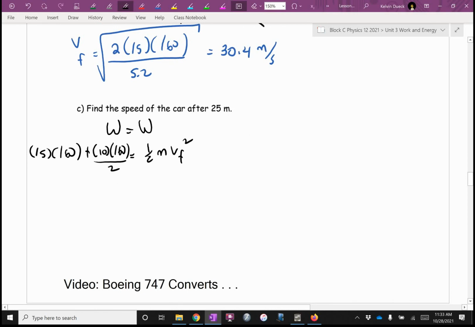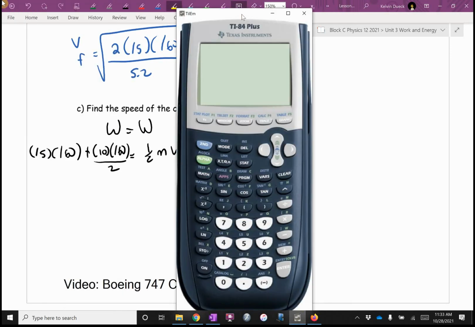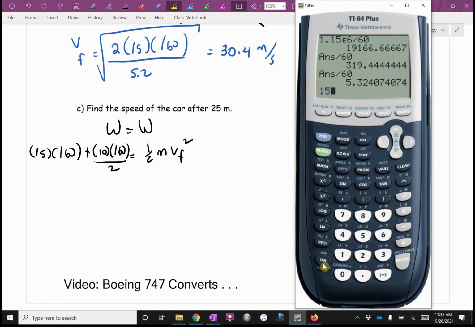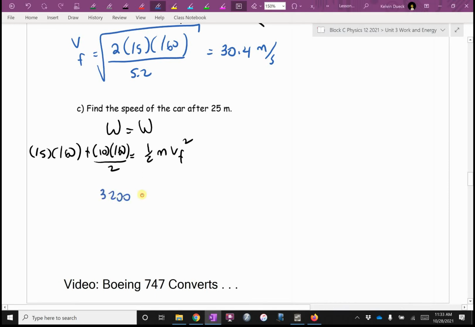This is about my limit of getting the v by itself. Before I get the v by itself, I would just crunch this and turn it into one number. I would get my calculator out and do 15 times 160 plus 10 times 160 divided by 2. The left side is 3,200. I would say 3,200 equals half m v squared. Is that right? Is it 3,200? Yeah. And now, times by 2, divide by m, square root.